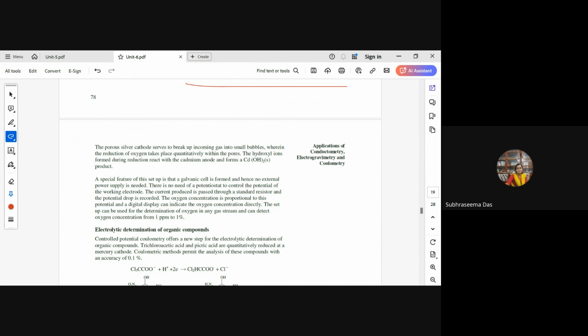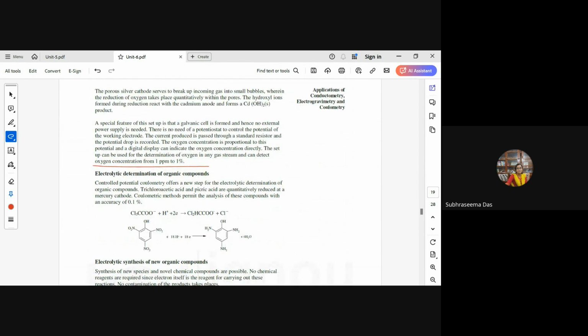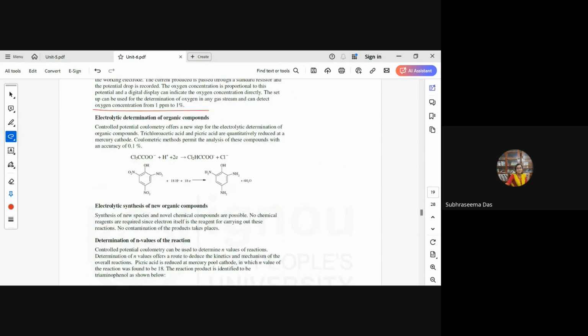The setup has been used for determination of oxygen, and it can detect oxygen concentrations from 1 ppm to 1 percent. Controlled potential coulometry has also been used for electrolytic determination of organic compounds like TCA, or trichloroacetic acid. They are quantitatively reduced at a mercury cathode. The coulometric method permits the analysis of these compounds with an accuracy of almost 0.1%.